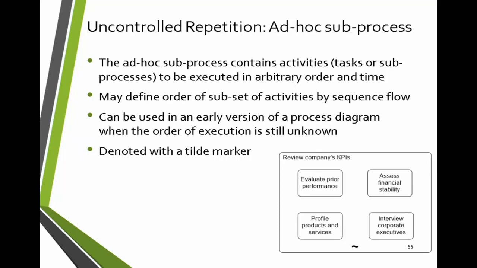If for a certain part in your process, you have no restrictions whatsoever regarding the control flow of a certain number of tasks, obviously not of everything, but a certain number of tasks, you have no clue. It can iterate, it can happen multiple times, it can happen only once, there is no order between these, you don't need to evaluate prior performance first and then assess financial stability. No, you can do it in whatever order, then you can use this ad hoc sub-process.